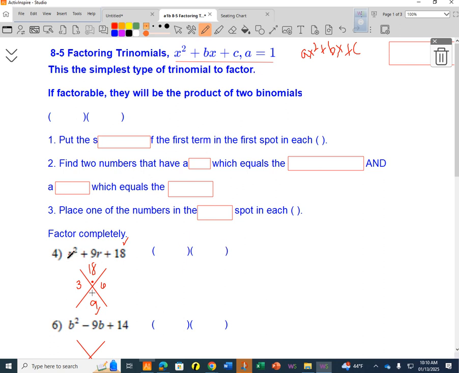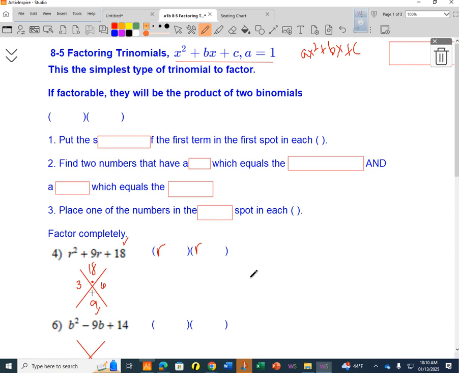So, what times what equals r squared? R times r, that's right. So it's always going to be the square root of that first term. If it's x squared, it's going to be x times x. If it's r squared, it's going to be r times r. If it's t squared, it's going to be t times t. Because we should be able to multiply these two factors together and get the expression we started with.